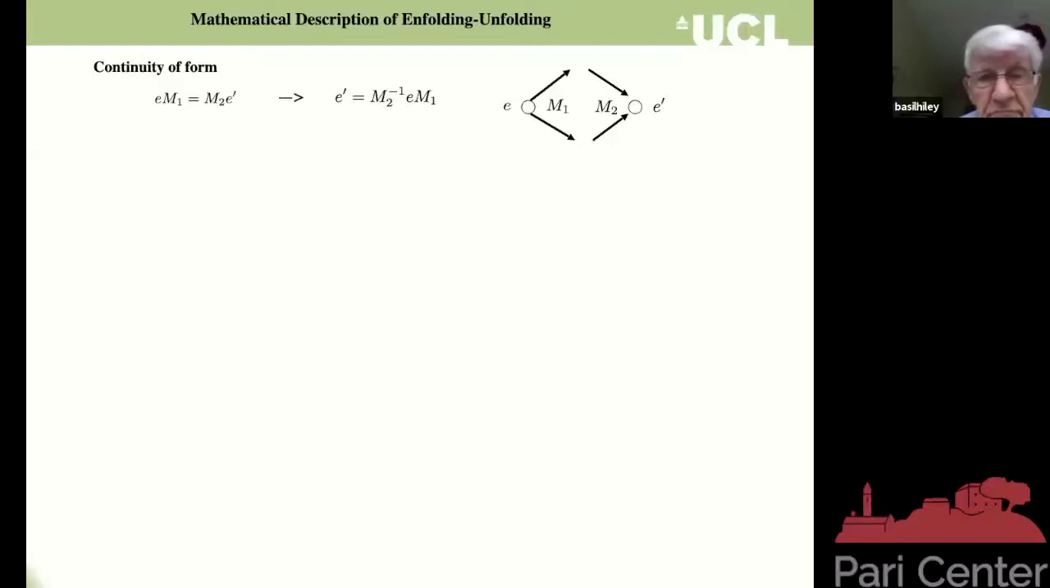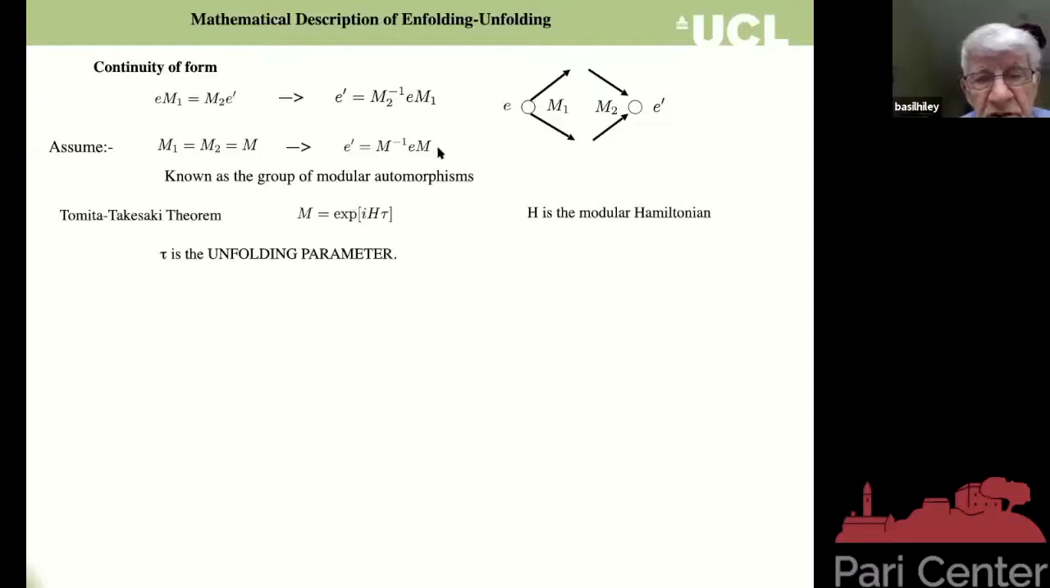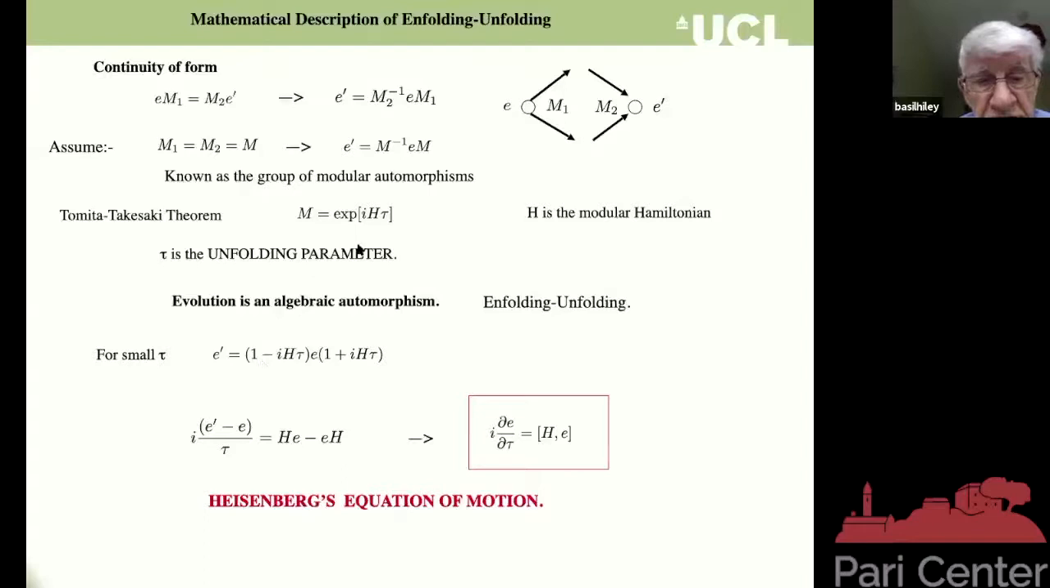And if we identify these things, this is called a modular automorphism, if you want to show off. It's a well-known mathematical trick, but it's simply the enfolding, unfolding. And there's a very deep theorem which takes pages and pages to go through, the Tomita-Takesaki theorem, which says you can write M as just the Hamiltonian times the unfolding parameter, not time. And then if you just expand that, if you're a mathematician, you know how to do it. If not, don't worry. That becomes that to order tau, throw away everything above tau squared. Clear that up and you get Hamilton's equation of motion.